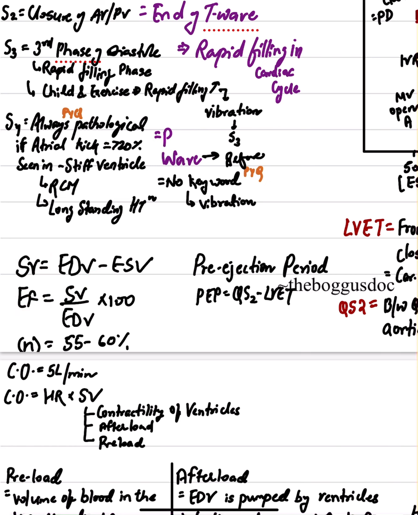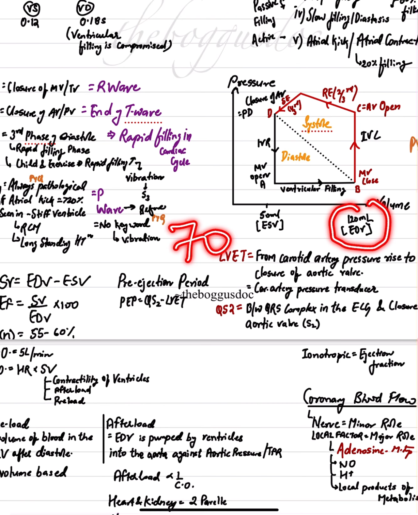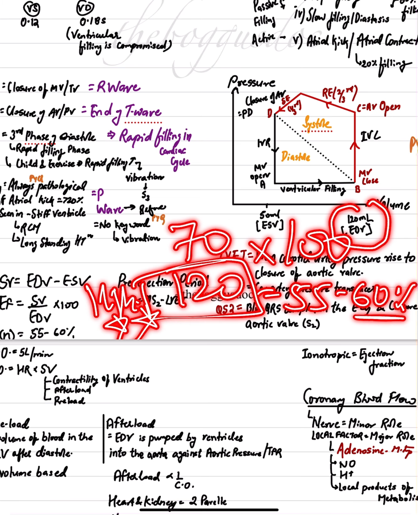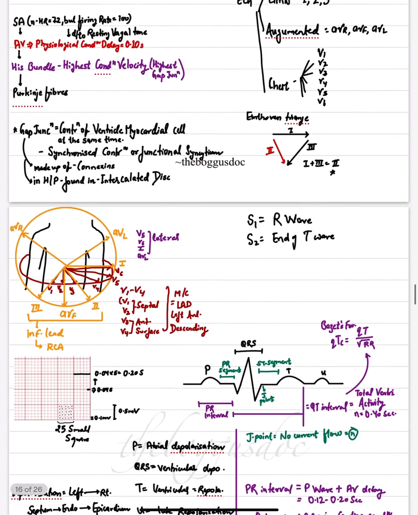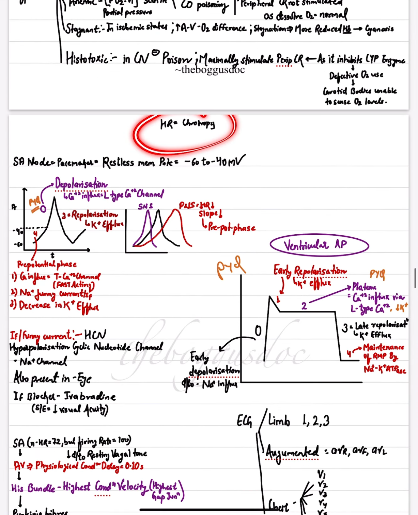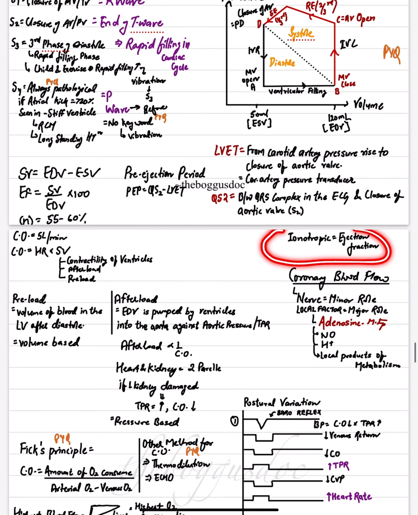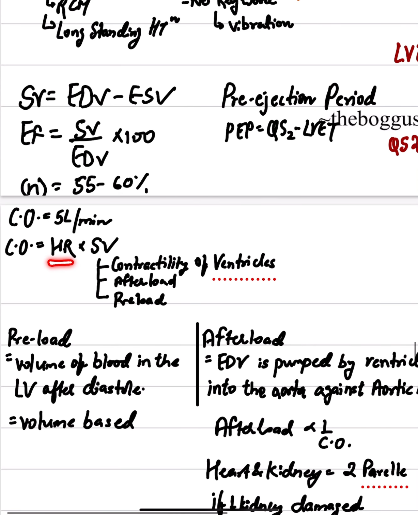Ejection fraction we can calculate as stroke volume upon end diastolic volume: 70 ml upon 120 ml into 100. If we calculate, it is around 55 to 60%. Remember, it is on the higher side. Cool. Just like chronotropism, what is chronotropism? Chronotropism is all about heart rate, but inotropism is all about contraction. It is the ejection fraction. So cardiac output is 5 liters per minute.